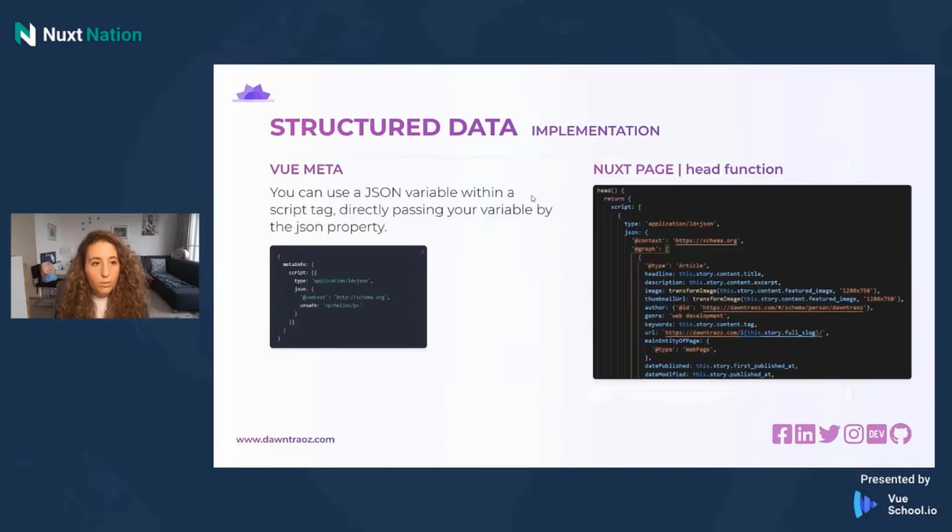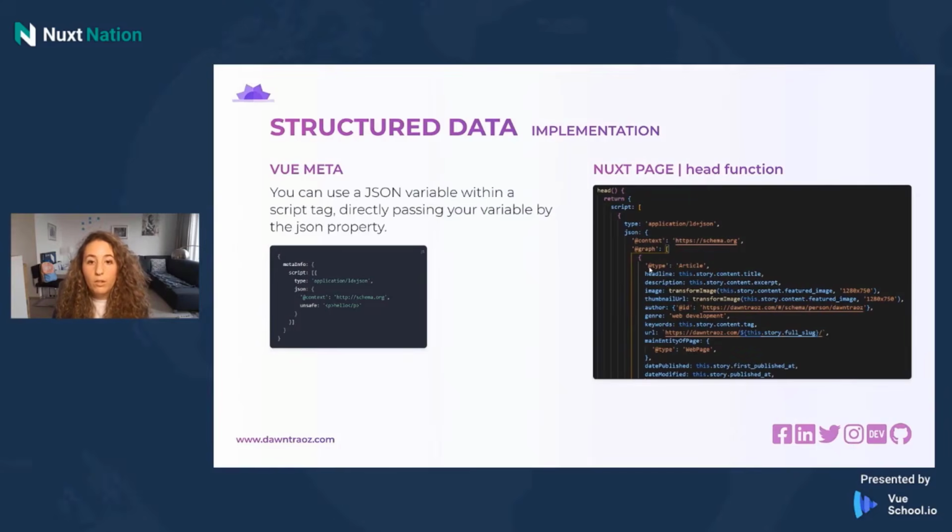To do it in Nuxt, it is the same as the meta tags and Open Graph. You have Vue Meta, so you can use just the JSON variable within a script tag in our head. As you can see on the right, in the Nuxt page, in the head function itself, you can just add the script, add the type, application/ld+json, and then the JSON. In the JSON, you will have all the stuff we saw before, and also different stuff. You will see that now it is @graph instead of @type directly. This is because we are adding more than one type.